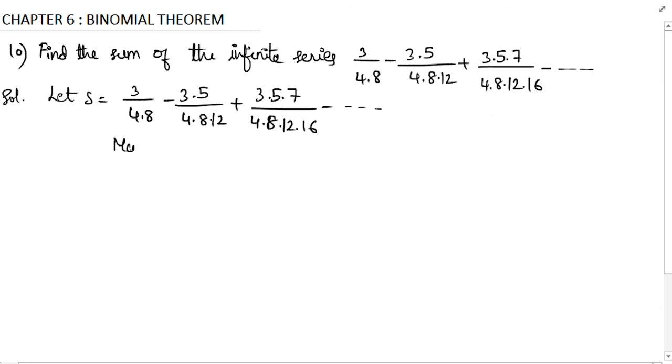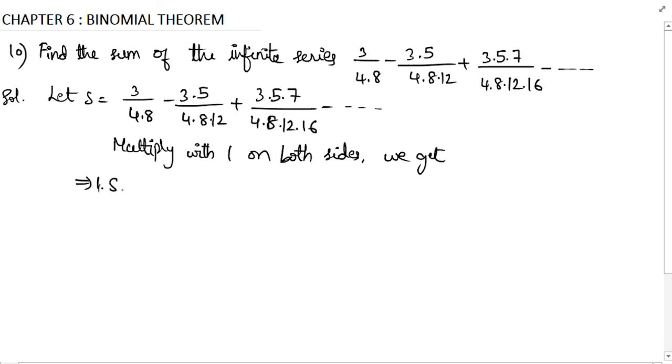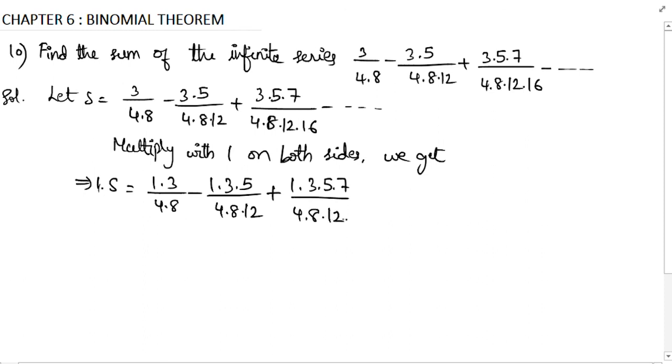Okay, so now what we'll do is multiply with 1 on both sides. Then what do we get? We get 1 into S is equal to 1 into 3 divided by 4 into 8 minus 1 into 3 into 5 divided by 4 into 8 into 12 plus 1 into 3 into 5 into 7 divided by 4 into 8 into 12 into 16 minus so on.